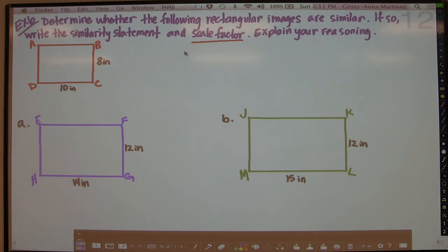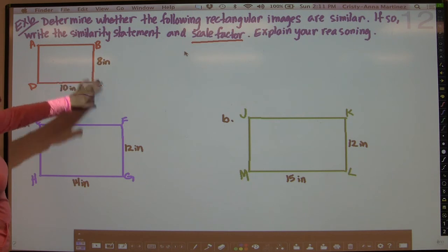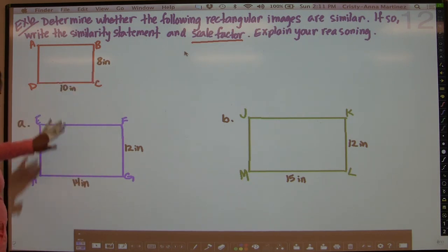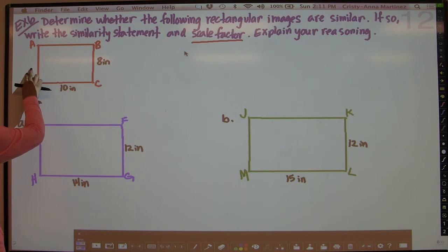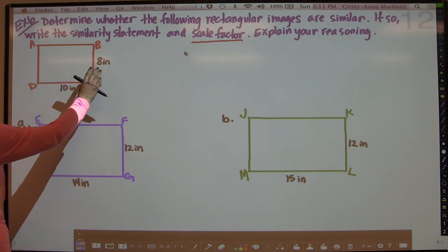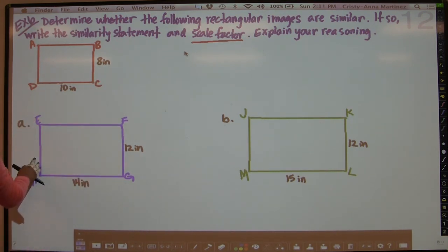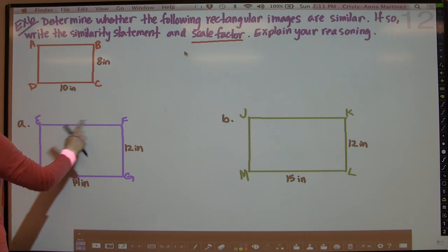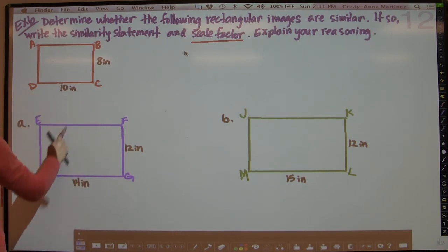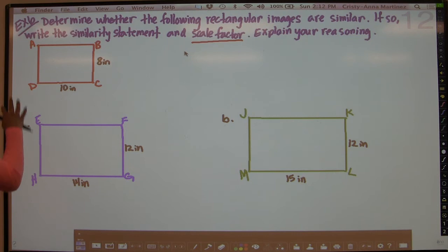All right, so we have here 8 to 12 and 10 to 14. That's what we want to look at. It's going to be similar if the proportion of the sides is the same. Because this is a rectangle, this side is 8 inches, this side is also 8 inches. So whatever ratio I get for this pair of sides, it'll be the same for this pair of sides. And the same is true for AB and EF, and for DC and HG. So instead of doing this 4 times, I'm only going to do it twice because it's going to repeat itself.